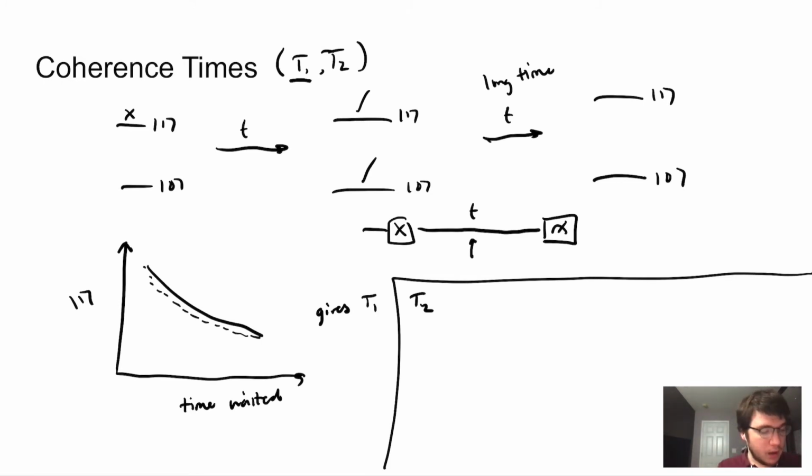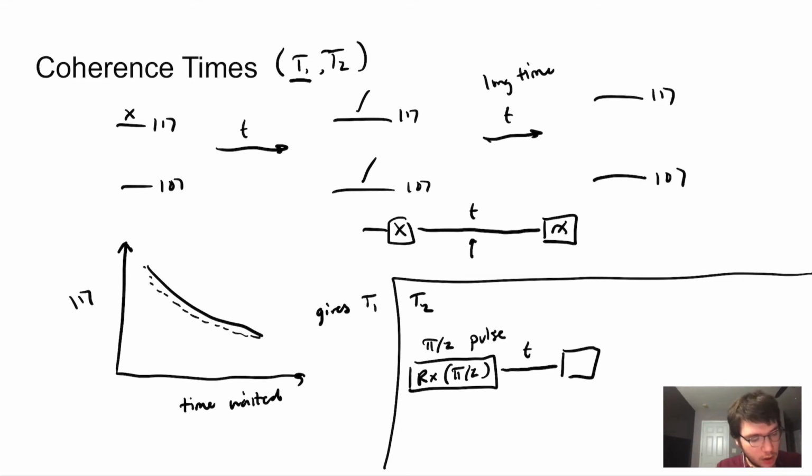So we begin by applying, instead of just this x pulse, a pi over 2 pulse. This is an Rx of pi over 2. And then we wait some amount of time. So we'll just draw the circuit diagram for this one. We wait some amount of time.